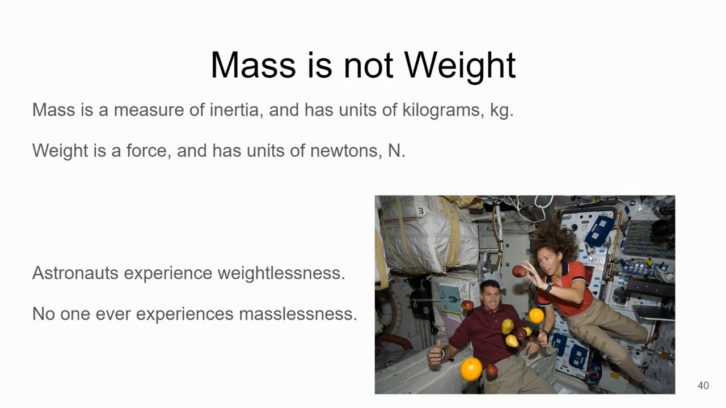So here we have astronauts. Maybe they're on the ISS, and they're having fun, playing around with some fruit. Everything in this image is weightless at this time. Everything's just floating around. Because it's in orbit, we can say that it's weightless. None of these things are massless, however.